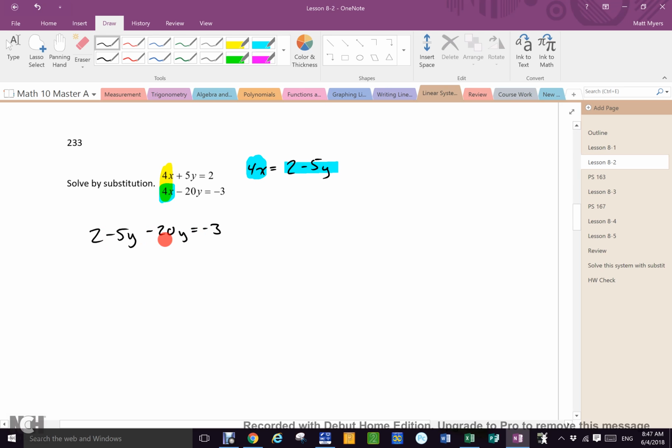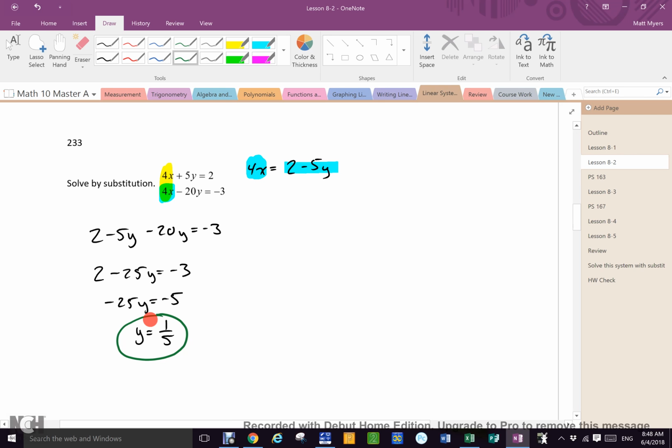Now, that's pretty easy to do. 2 minus 25y equals negative 3. Negative 25y equals negative 5. y equals 1/5. Everybody cool? Now, what can I do once I have that?